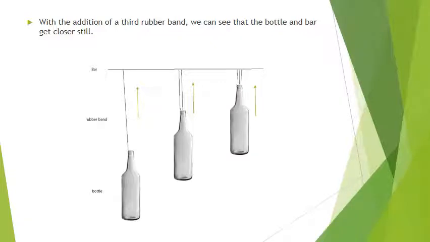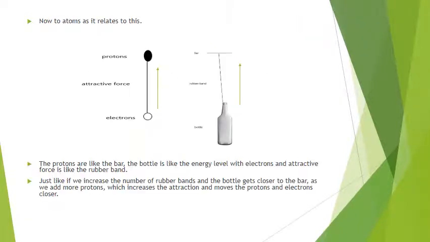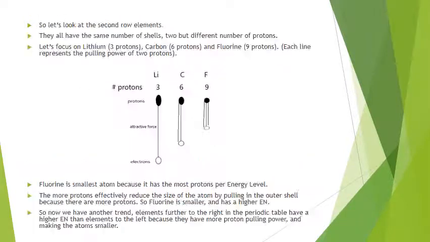Okay, let's see how this relates to atoms. All right, so here's the setup. Protons are kind of like the bar. The attractive force between a negative and positive is like the rubber band, and the electron is like the bottle. And what we're going to do is see what happens as you add more attractive force. We hope that what we'll see is that the electrons will get closer as you add more attractive force.